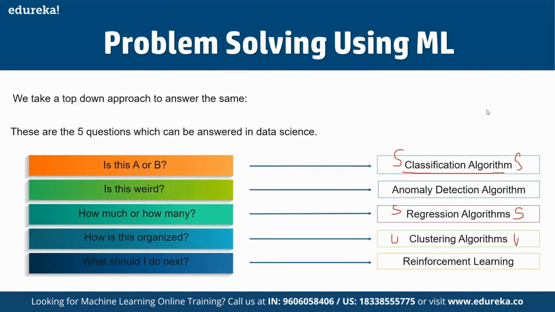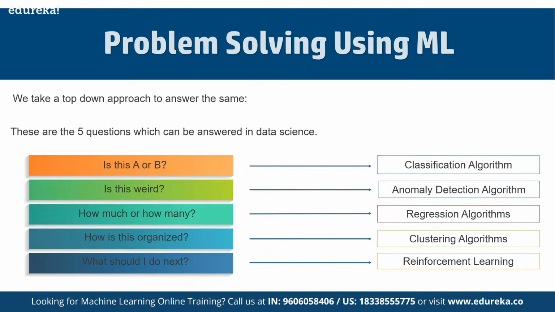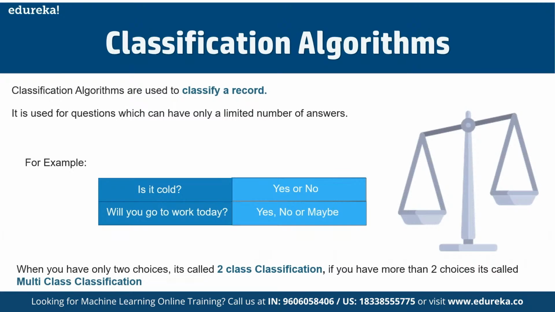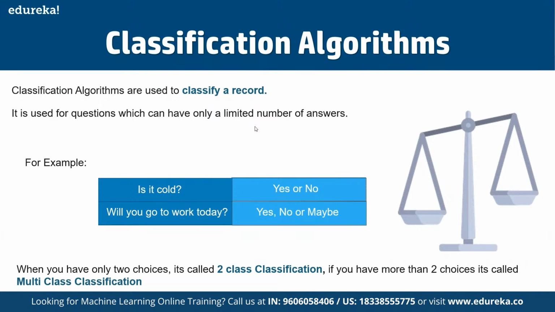So let's talk about these algorithms in detail. We can erase this. Now, let's talk about the machine learning algorithms. First of all, we have classification. As we discussed, it's used to classify a record. For example, is it cold, yes or no? Will you go to work today, yes or no? Is this email promotional or primary? Basically, when we have only two choices, it is called two-class classification. If we have more than two choices, it is going to be a multi-class classification algorithm.